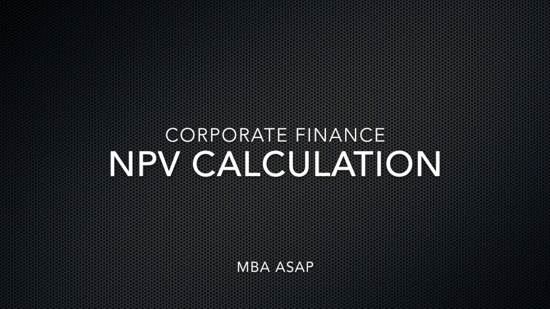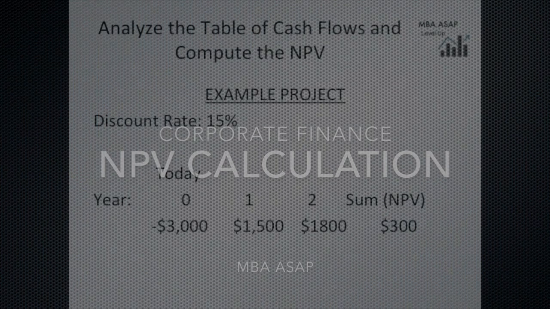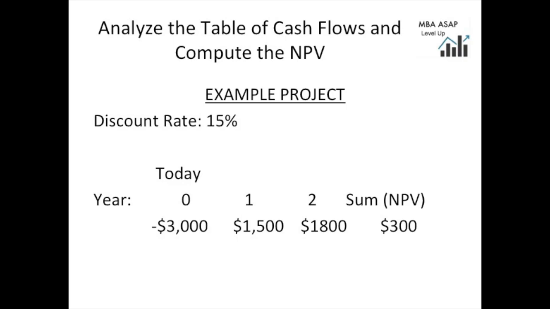So now we're going to calculate an NPV. Here is the example. It is a stream of cash with a cost today in year zero of $3,000, and then we're expected to get $1,500 in year one, $1,800 in year two. So let's think about whether it's worth doing this project.